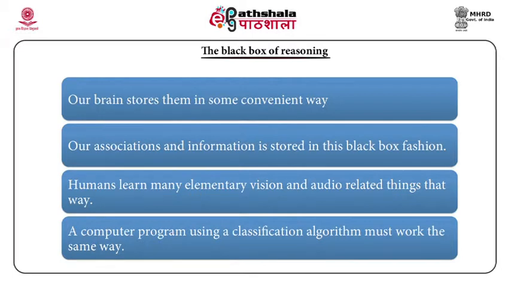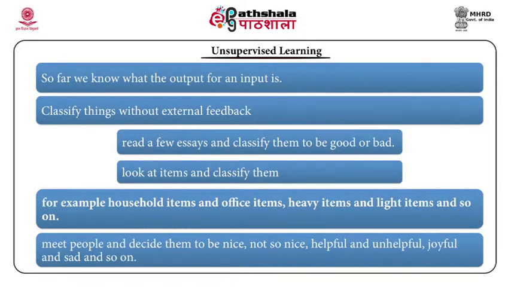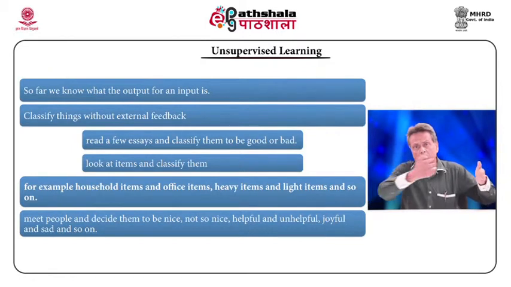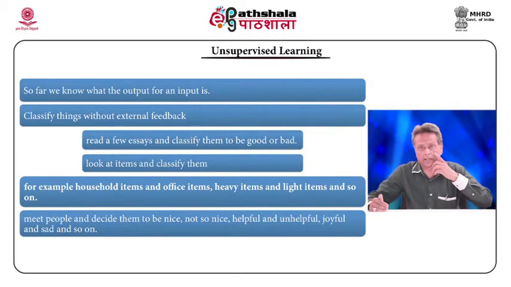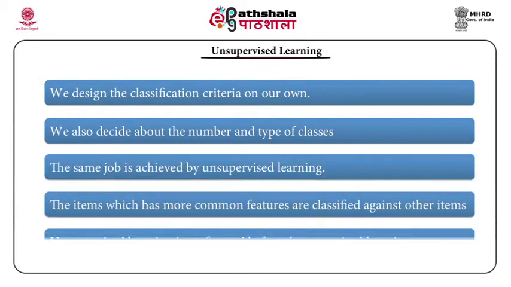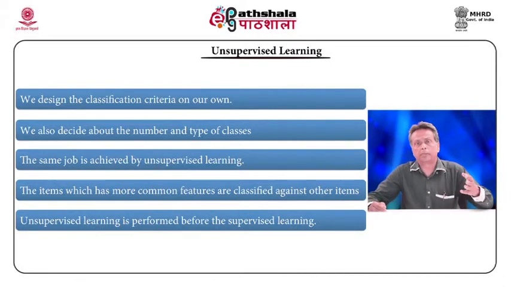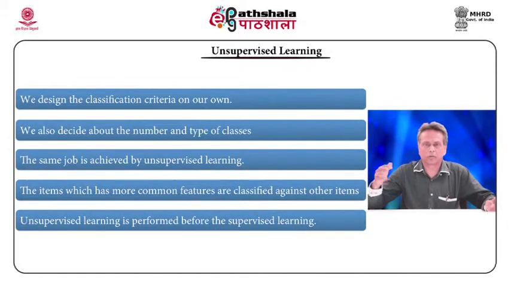In fact, there is one more important type of learning which is left. So far, we have said that we provide input, we say that this is the right output. If the program generates a wrong output, we change weights to make sure it generates the right output. Not always do we learn that way. Okay. Many a times we look at things and classify them. For example, we look at essays and decide that this is a good essay and this is a bad essay. We meet people and decide this is a good person, this is a bad person, this is not so nice a person, and so on and so forth.